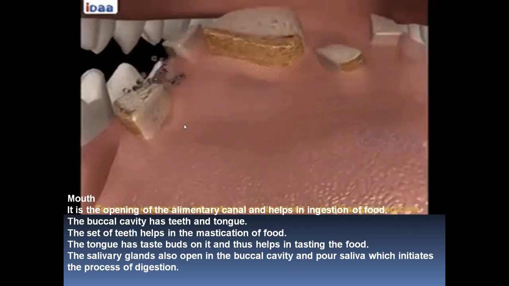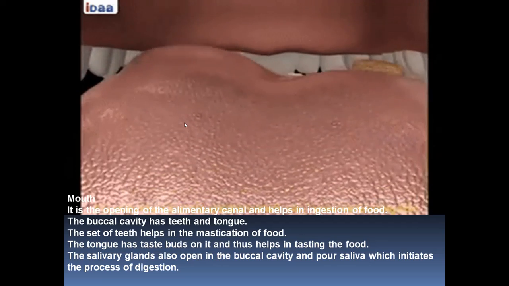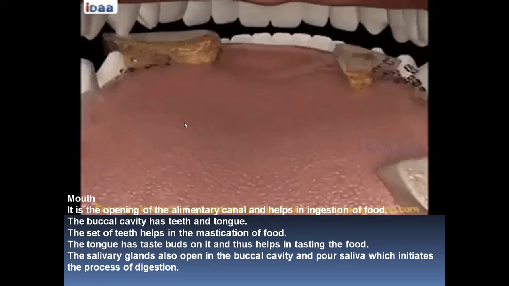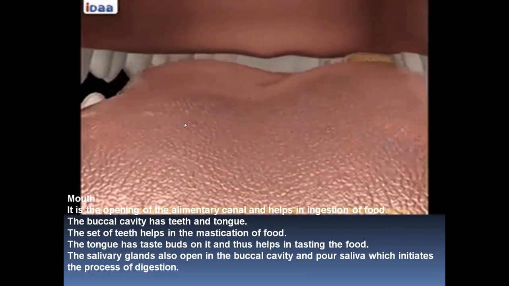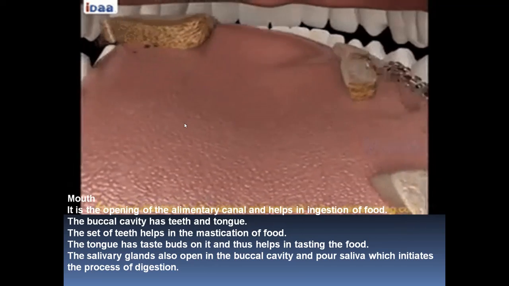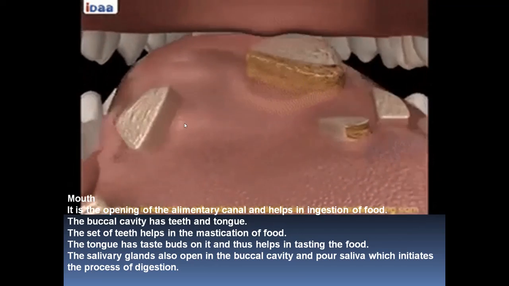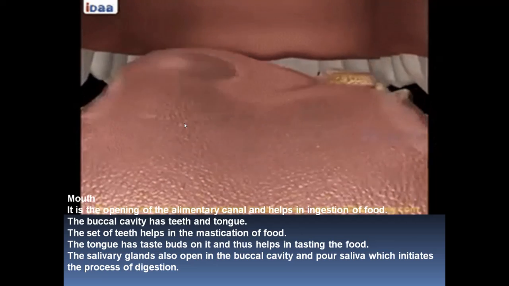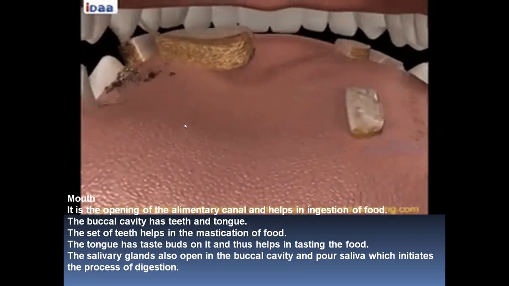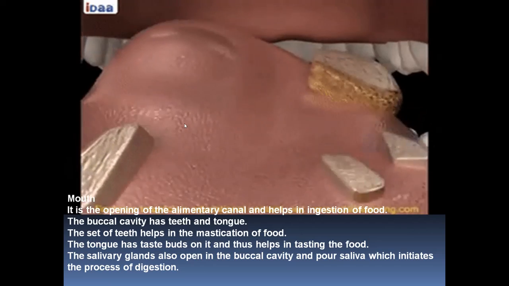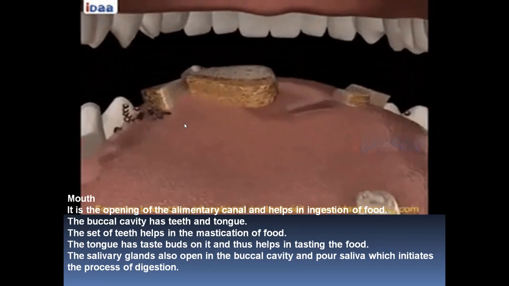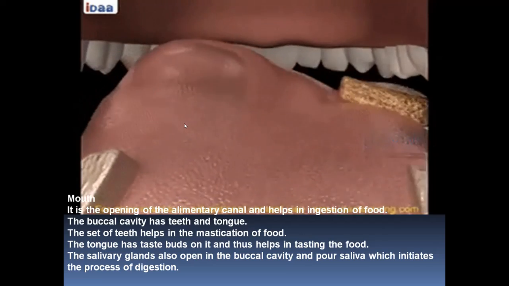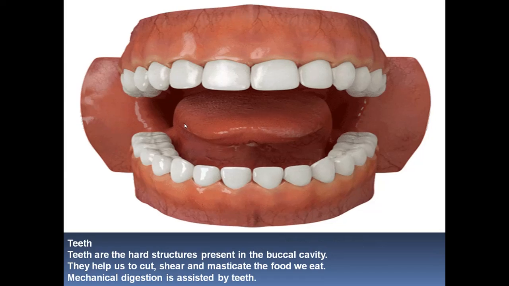The buccal cavity has teeth and tongue. The set of teeth help in mastication of food, chewing of food. The tongue has taste buds on it and thus helps in tasting the food. The salivary glands also open in the buccal cavity and pour saliva, which initiates the process of digestion.